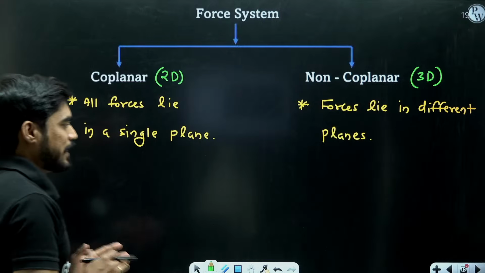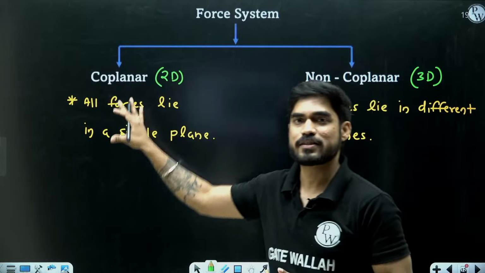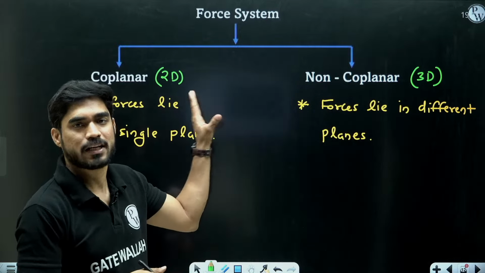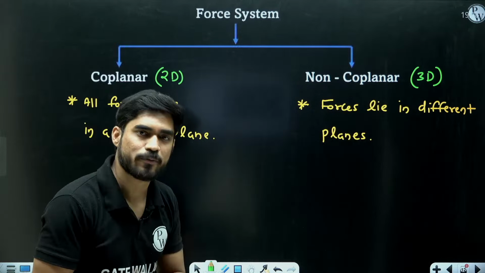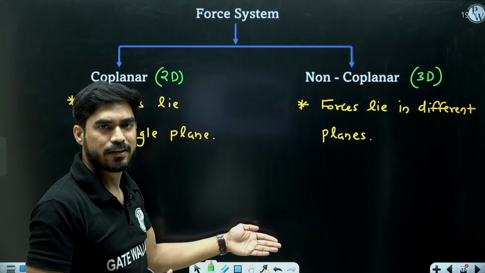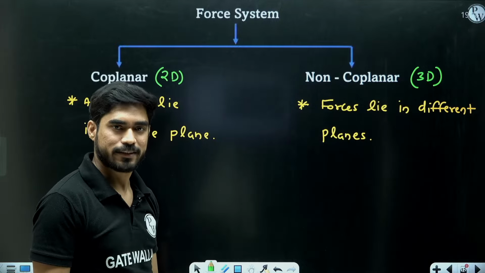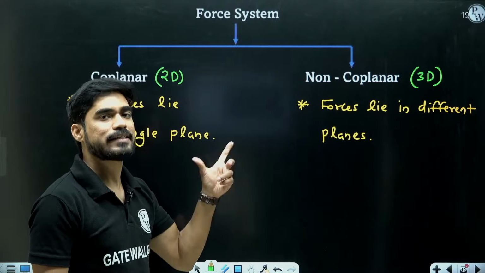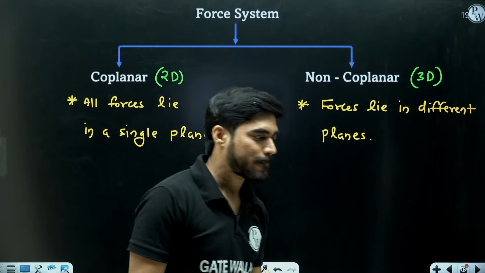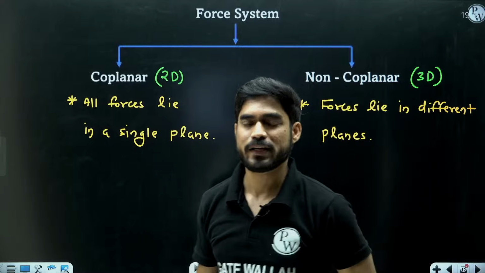Now, in our syllabus, we only deal with coplanar force systems. In our syllabus, we will only deal with two-dimensional forces. We will assume that all our forces are lying in a single plane because we only can draw two-dimensional forces, right? It is very difficult to analyze three-dimensional forces on a two-dimensional plane. Okay. So in our syllabus, we only deal with this type of force system, coplanar force system.